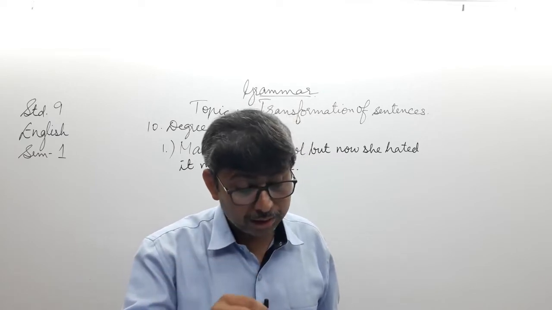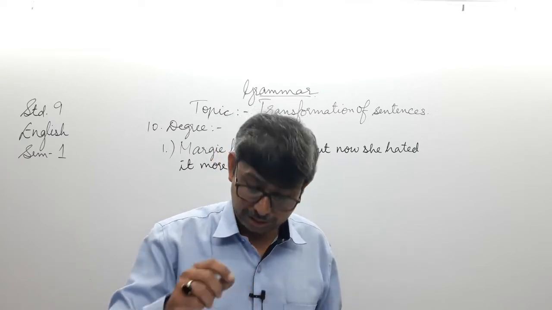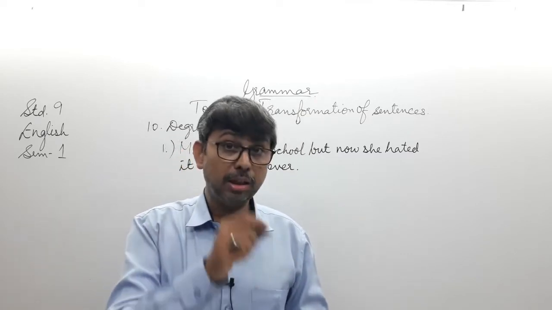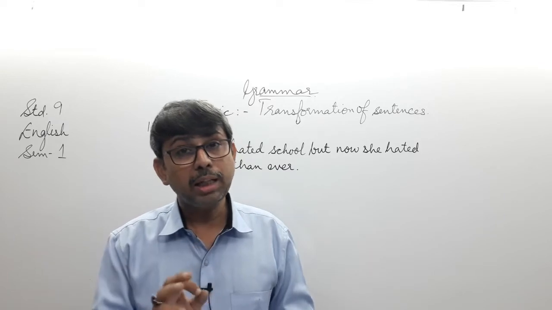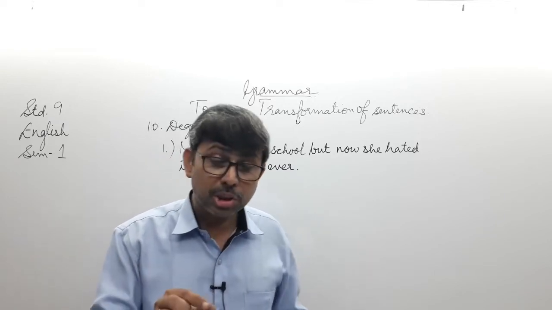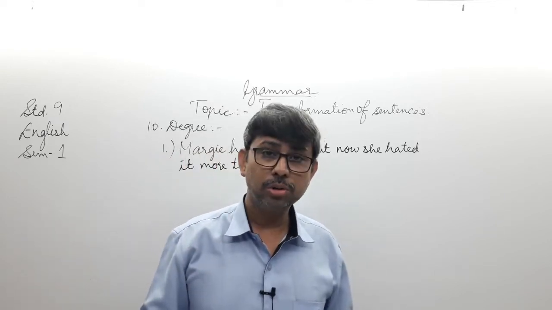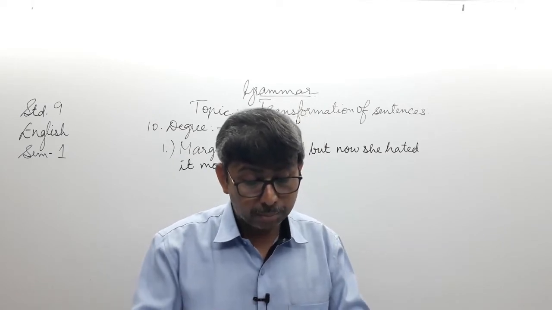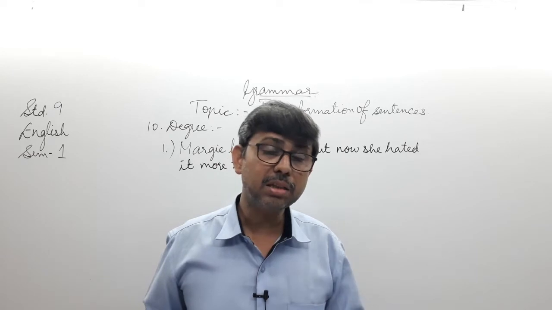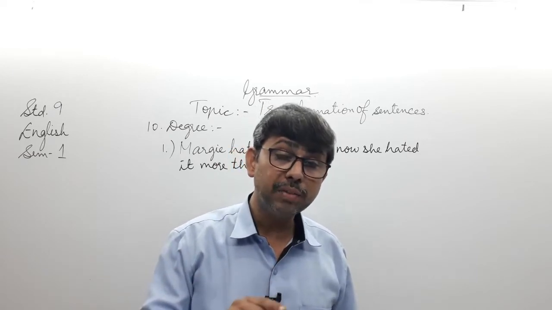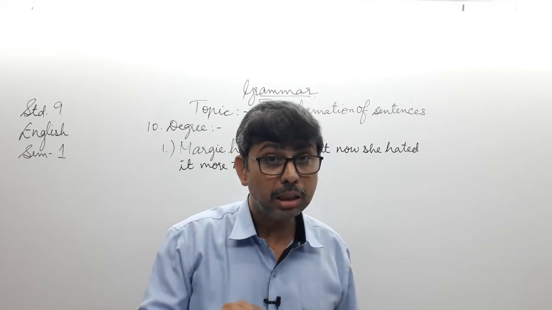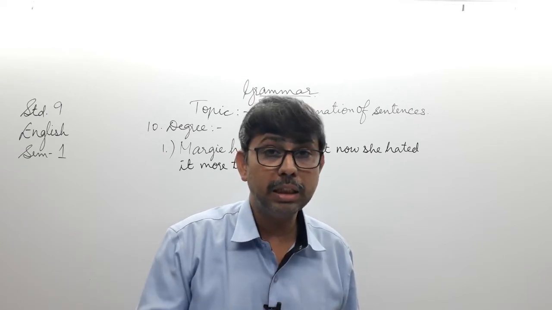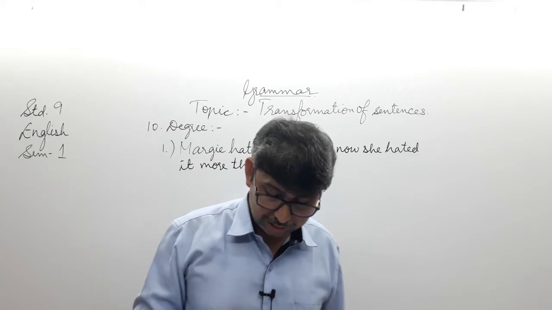So this comparative degree we are going to transform into the positive degree in this manner. Margie always hated school, but earlier she did not hate it so much as now. The word now will become before, and more than ever will become so much as now. This is how we will change a given sentence from a particular degree, whether comparative, positive or superlative, into the other degree as required. So let's write the answer.